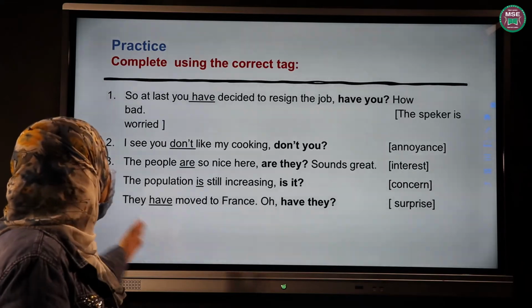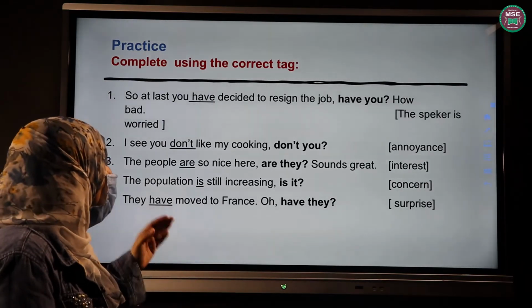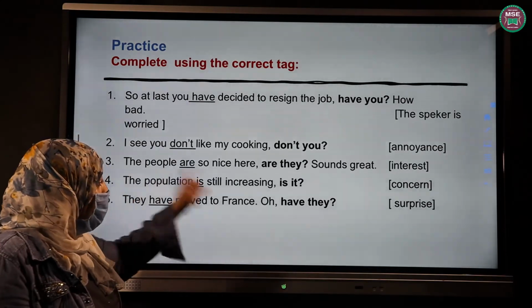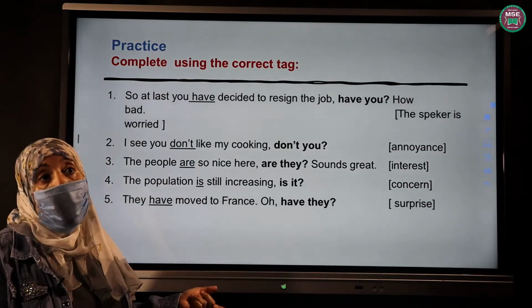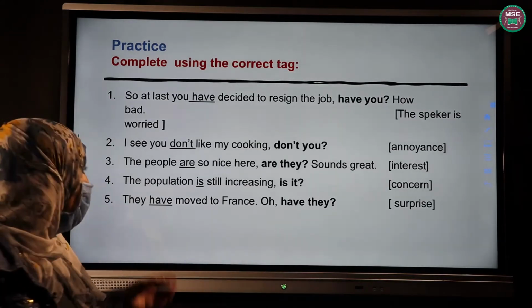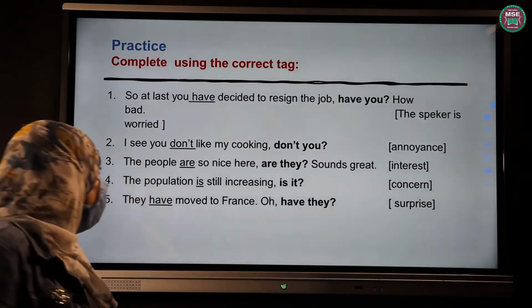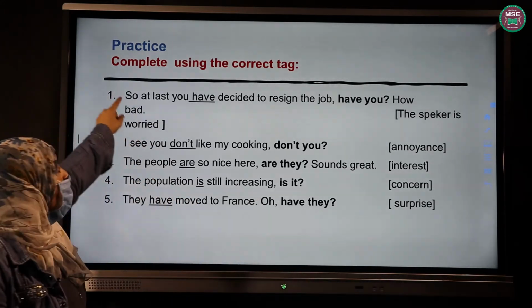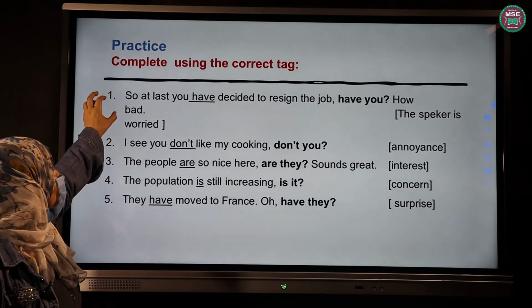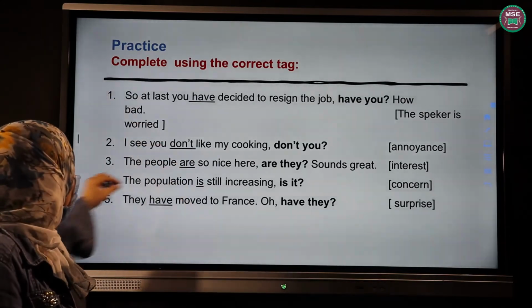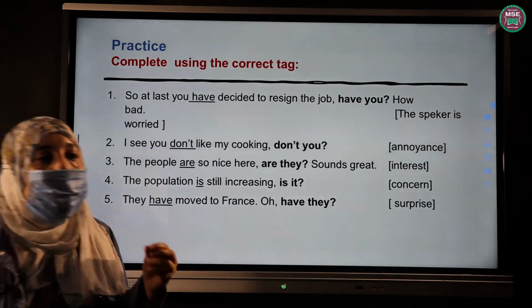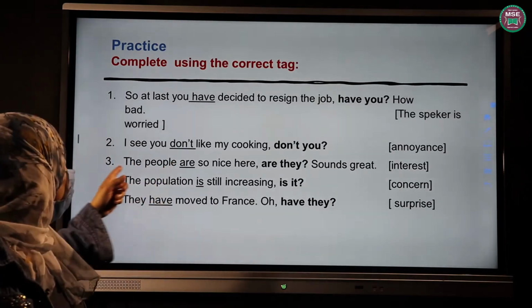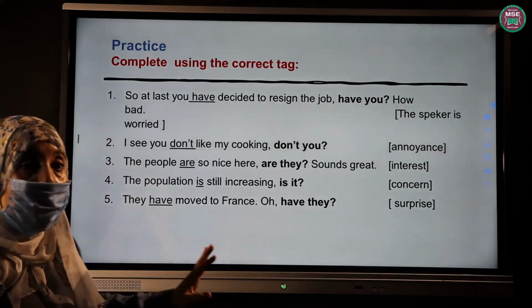At the end, they have moved to France. Oh, have they? It's kind of surprise. How do I know that this is a surprise? From some words or from some flashes. Like what? Like oh. In number 1, for example, so. So these words, like so, like oh, it gives me what? It gives me a hint that this is the same way question tag. Right? Any questions so far?